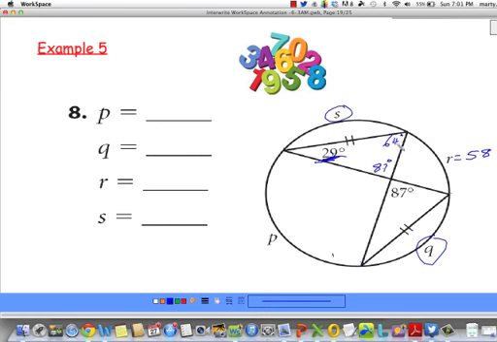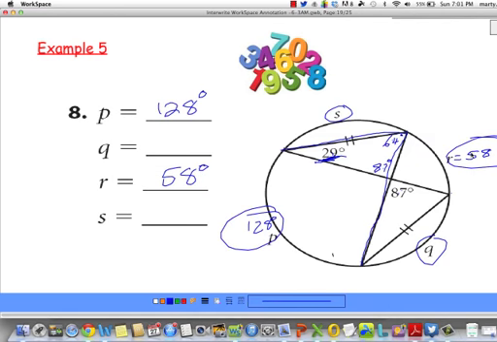Now, I've got another inscribed angle, 64. In order to find P, I multiply 64 times 2 and get 128. So right now I have P at 128 degrees and I have R at 58 degrees. The 128, the 58, the Q, and the S have to add up to 360.